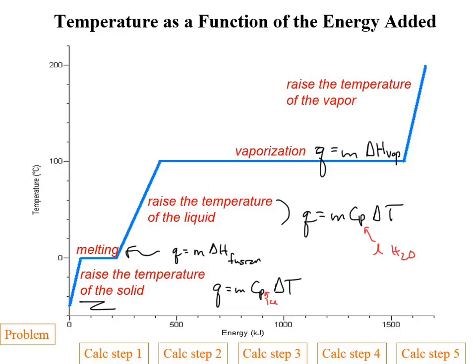And then last but not least, up here for the last one, we're just basically going to jack up the temperature of the gas. So that's a Q is equal to MC sub P delta T. And now we have to use the specific heat of water vapor. I'll put gas H2O. So that's kind of what we got.